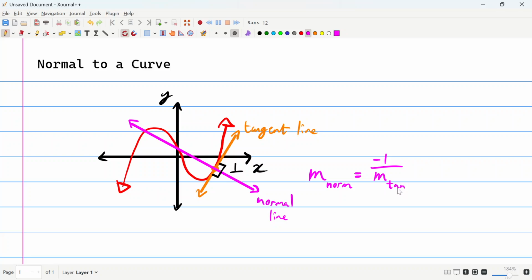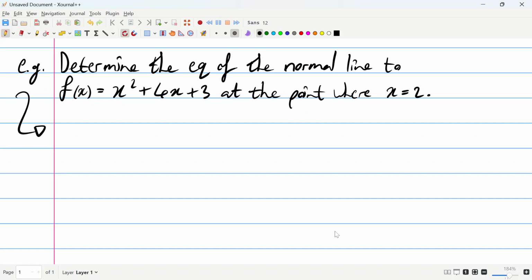Let's just do maybe one example to see how this is used. Otherwise, this is not very heavy in terms of content. Okay, so here's our question. It says here, determine the equation of the normal line to f of x equals x squared plus 4x plus 3 at the point where x is equal to 2.